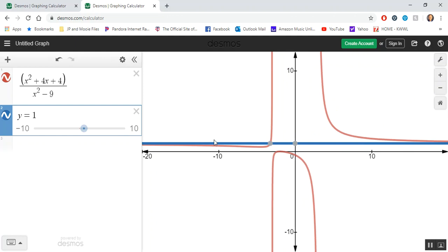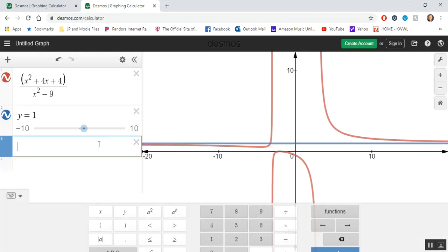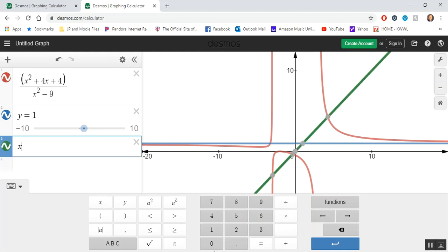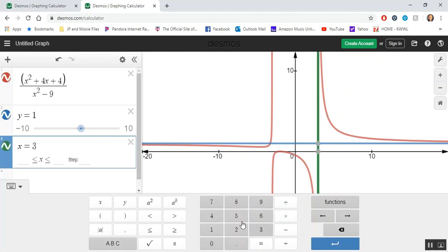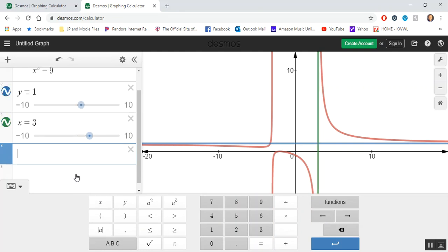Remember, horizontals can be crossed. What do we say our verticals were there? x equals 3, is that right? And x equals negative 3? Yep. So it looks like we've got it pretty well. Would you agree with that? I don't like how they can be crossed. The horizontals being crossed is kind of frustrating, isn't it?